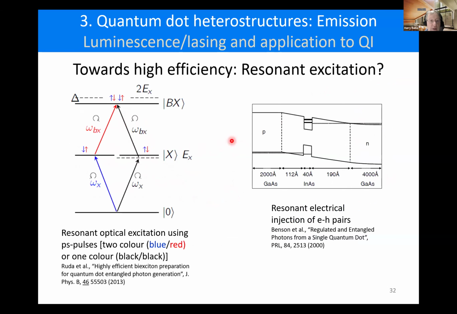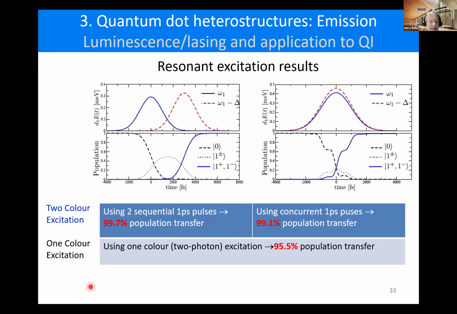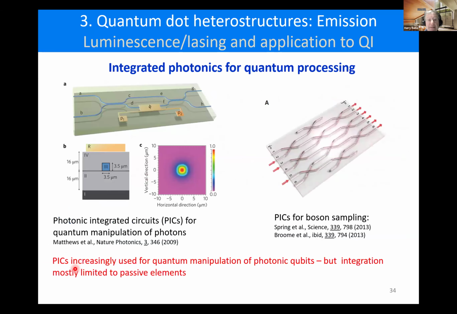The scheme we came up with was a resonance scheme, and basically we looked at pulse excitation. You can see here the two-color scheme, the red and blue scheme, or the blue and red scheme, and we also looked at single color resonant excitation. Let me cut to the chase: it doesn't actually matter if you use two colors, whether sequential 1 picosecond pulses or concurrent 1 picosecond pulses. In both cases you get something like 99.7 or 99.1% population transfer. On the other hand, single color, which was the state of the art to that point, ends up with only about 95% at best. So clearly this is a nice scheme which you can use to form entangled photon pairs on demand.